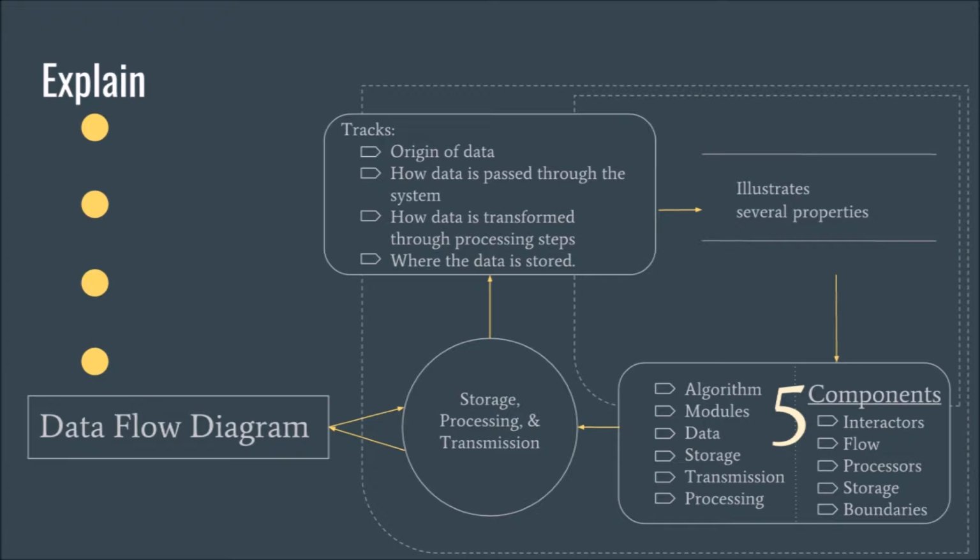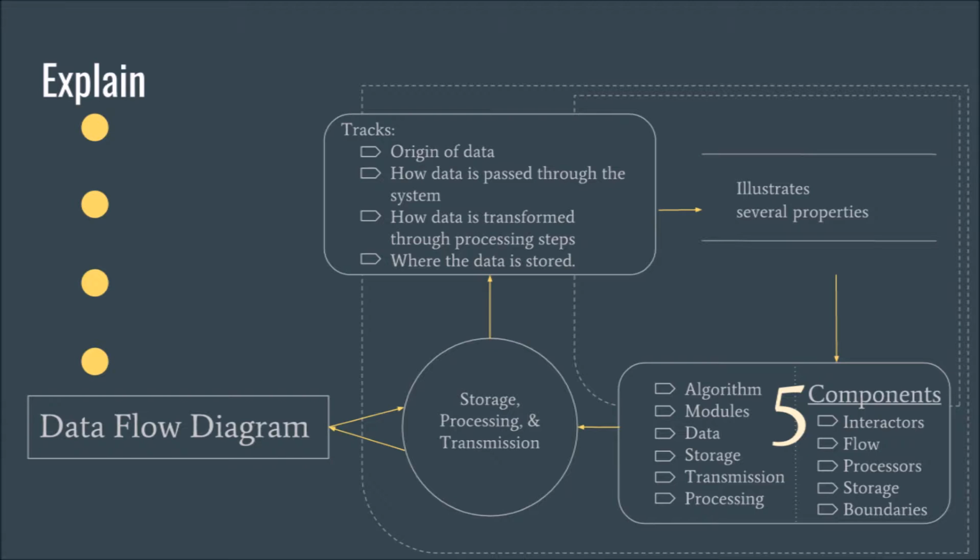DFDs can illustrate several properties, such as algorithms, modules, data, storage, transmission, and processing. But ultimately, each DFD will be made up of 5 primary components. These 5 primary components are first, interactors, second, flow, third, processors, fourth, storage, and fifth, trust boundaries.